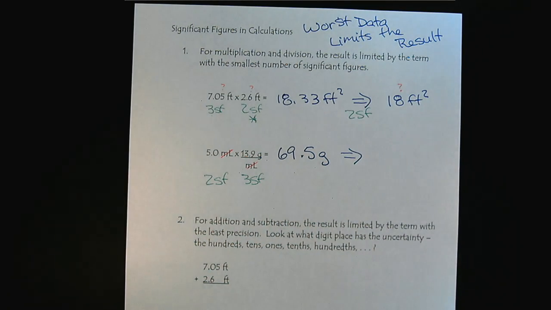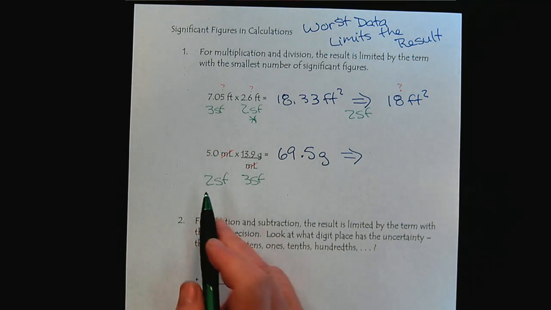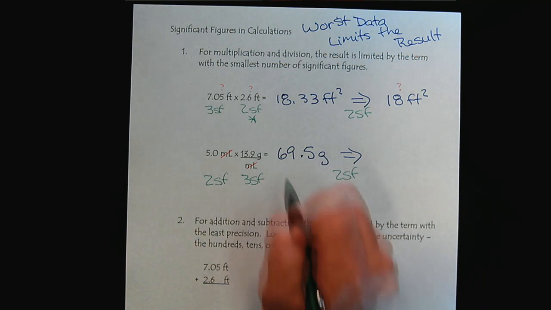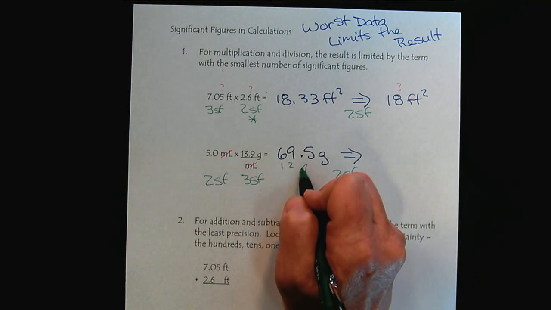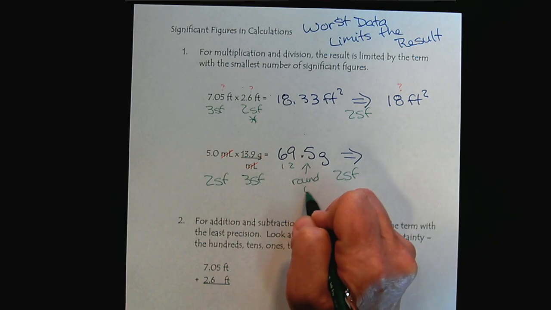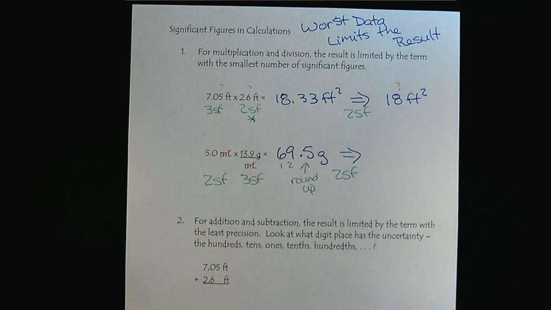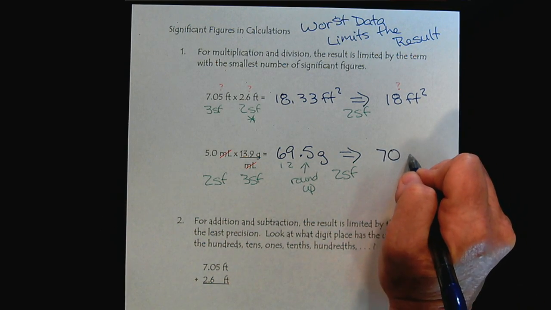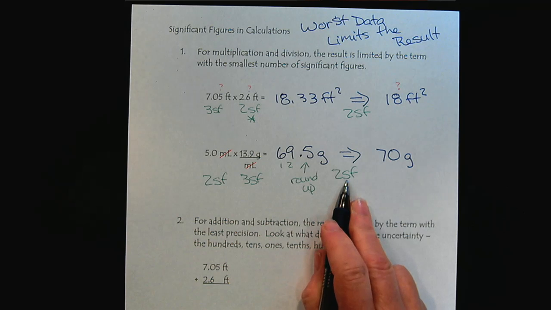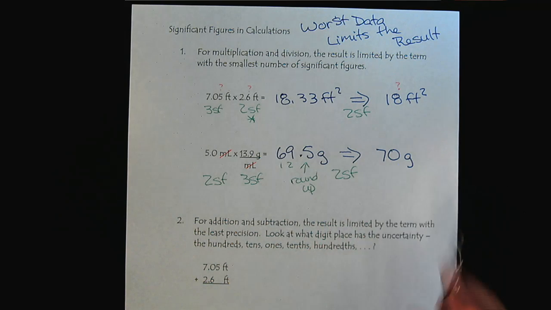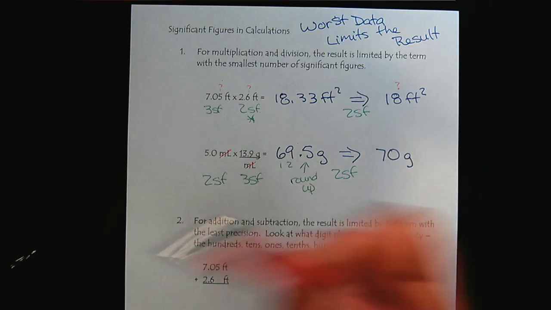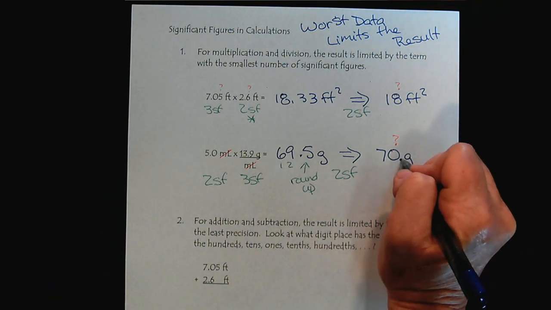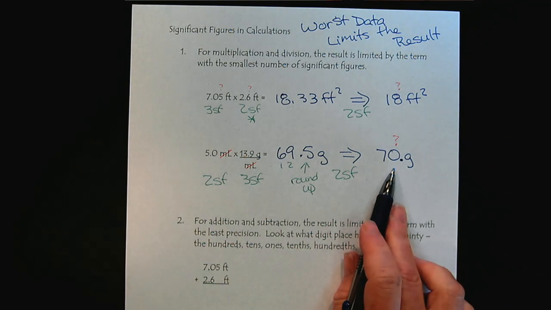And once we have our final result, take a moment to look back. The worst data is 2 sig figs. So now we're going to round this to 2 sig figs. 1, 2. Notice there's the 5, so we round up. So when we round 69.5 up to 2 sig figs, it's going to be 70 grams. But remember that we need to show 2 sig figs and we have a trailing 0. So to let everybody know that the uncertainty is here at this 0, we add our decimal point so that we have a 2 sig fig answer.